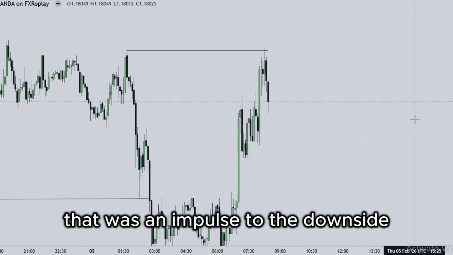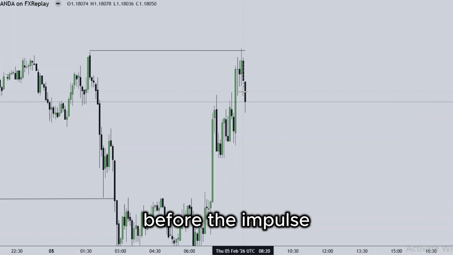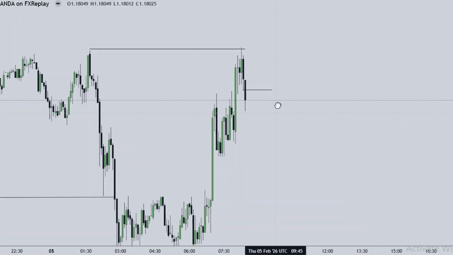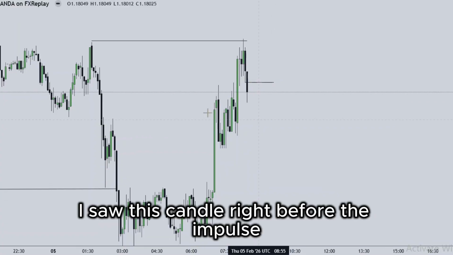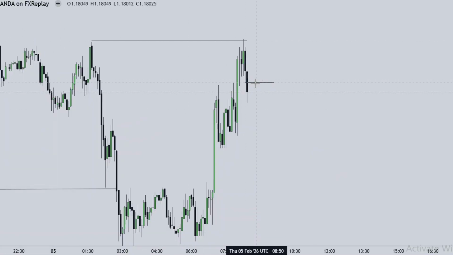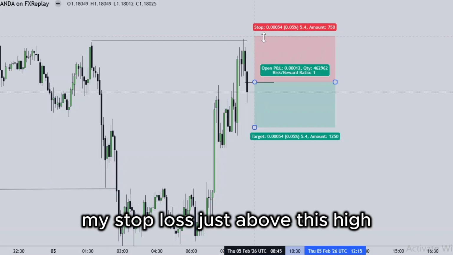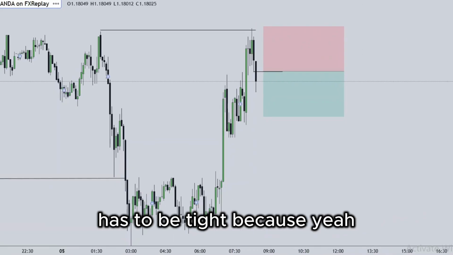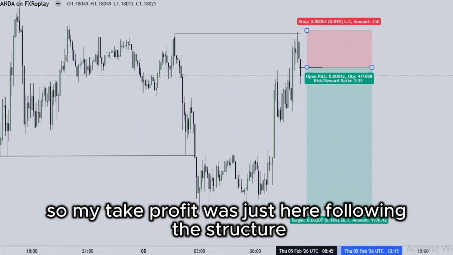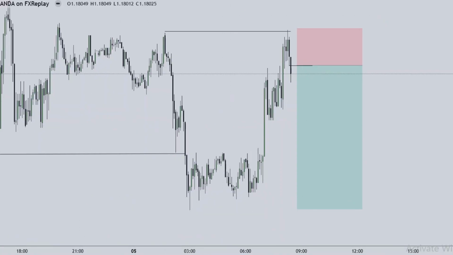That was an impulse to the downside. So I took my entry right from this candle before the impulse. I took my sell positions right here. My stop loss just above this high. It has to be tight because, yeah, liquidity was taken out. So my take profit was just here, following the bearish structure.